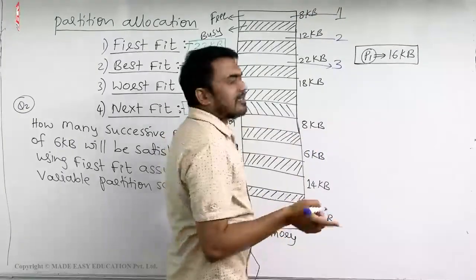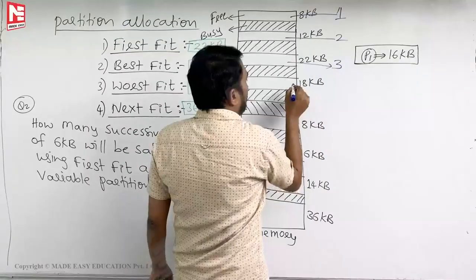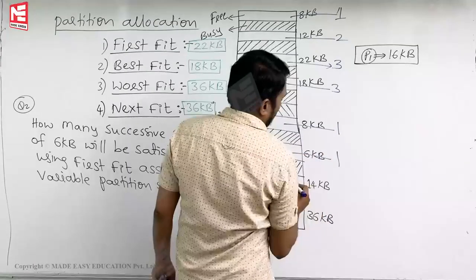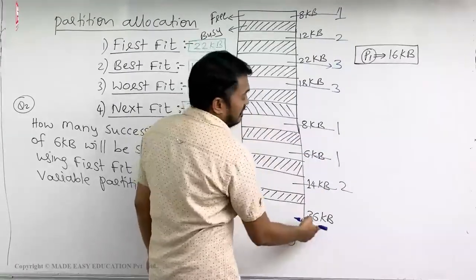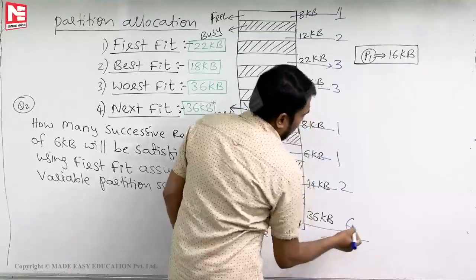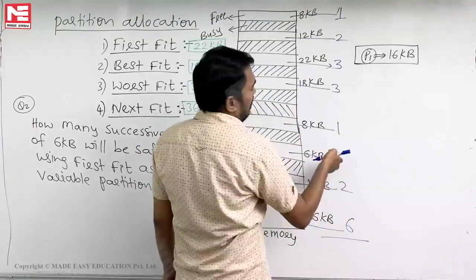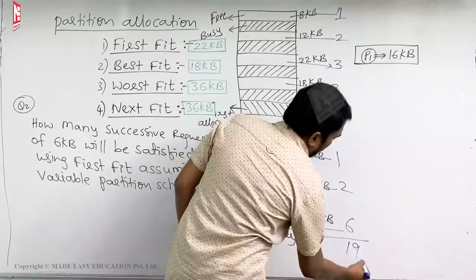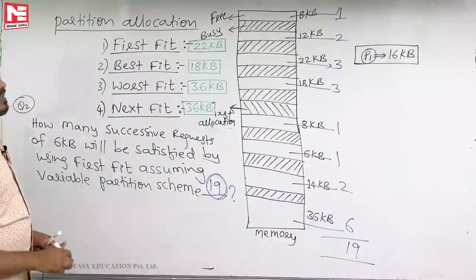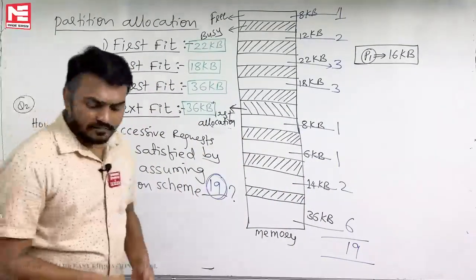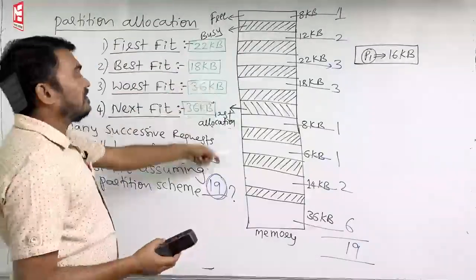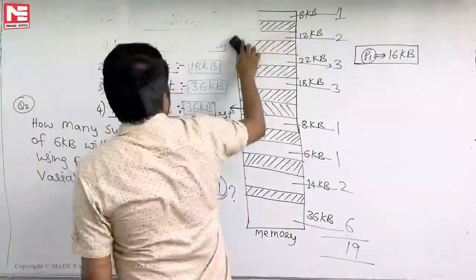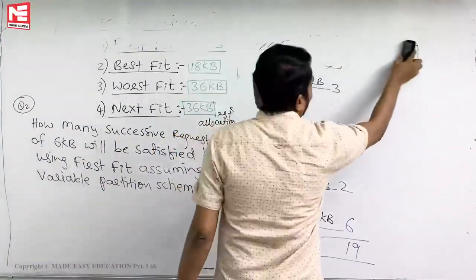Yes, 6 times 3 is 18, right. So we can place 3 in this. In this, 3, in this 1, in this 1, in this 2, and this one is 36, how many 6 KB here? Add the total. So 6, 8, 9, 10, that is 10, then 3, 3, 3, so 19, correct. So 19 successive requests of 6 KB can be satisfied. Is it clear for everyone? Yes or no? I am assuming yes.